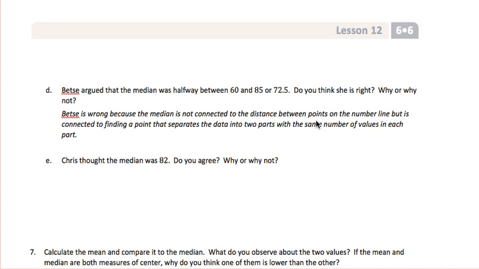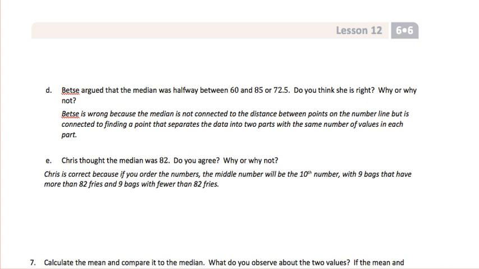Chris thought the median was 82. Do you agree? Well, Chris is correct. Because if you order the numbers, the middle number will be the 10th number with nine bags that have more than 82 fries and with 9 bags with fewer than 82 fries.